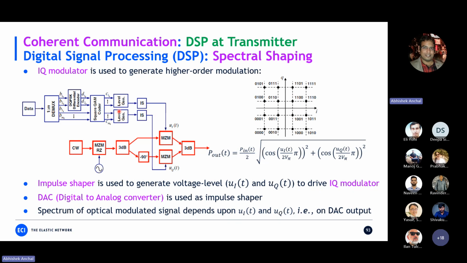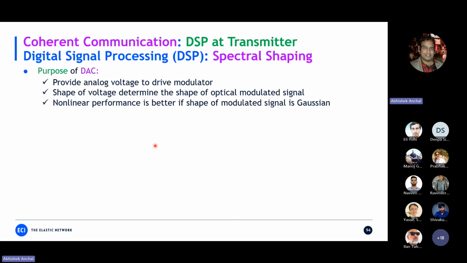And because of that, we need to shape the voltage level. We do it by using a DAC, a digital-to-analog converter. So there is a DAC on the transmitter side. What it does is create a Gaussian type of voltage shape, because the Gaussian voltage shape converts into a similar optical shape, and the Gaussian shape has the best nonlinear performance. So maybe close to a Gaussian shape, not exactly Gaussian.